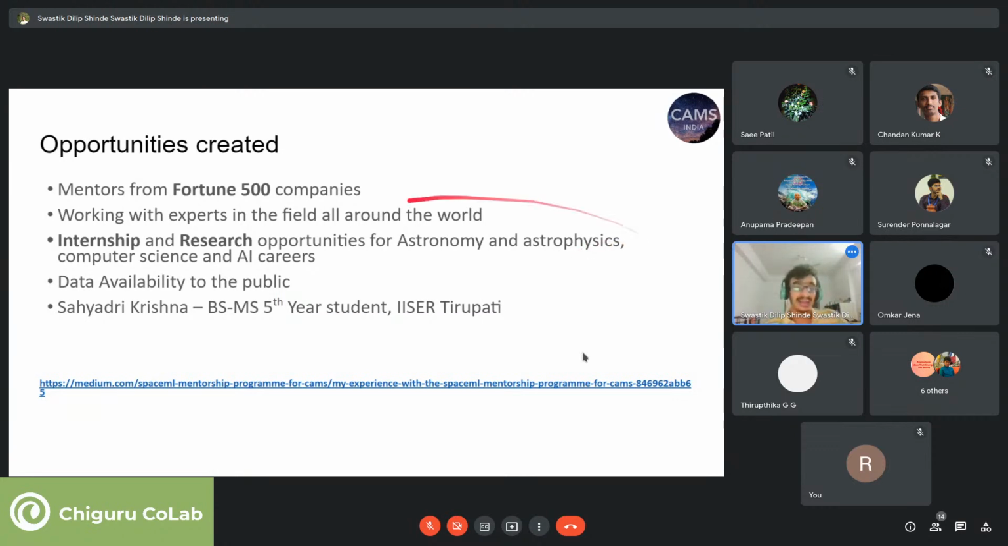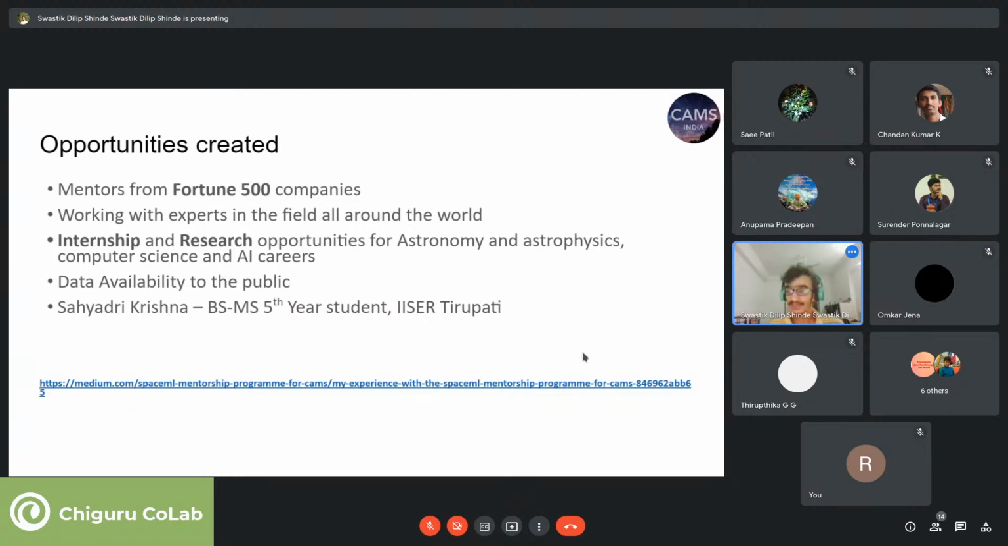And as a citizen science project, the raw data collected by CAMS is available for anyone. Anyone can download the data and do research or internships on this. Right now, as India is a part of CAMS, this data collected by CAMS will be available for IIT Tirupati and IIT Madras, and it's not just the raw data.